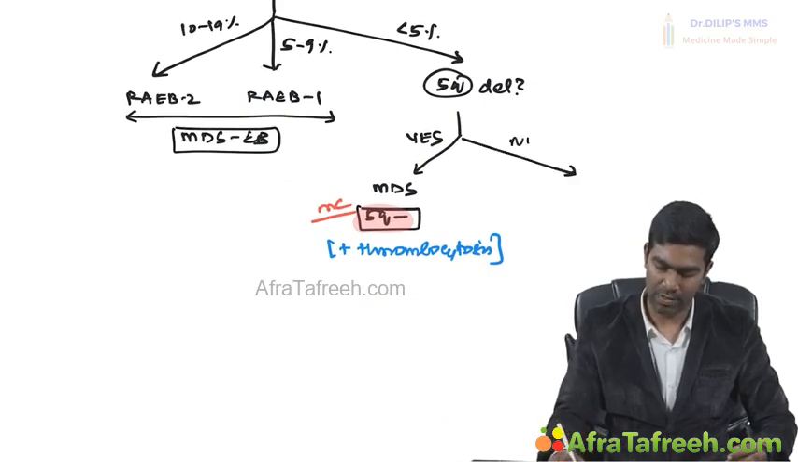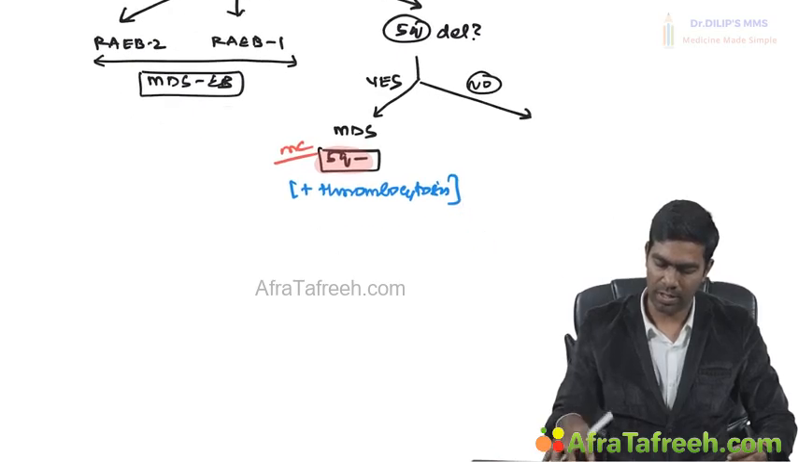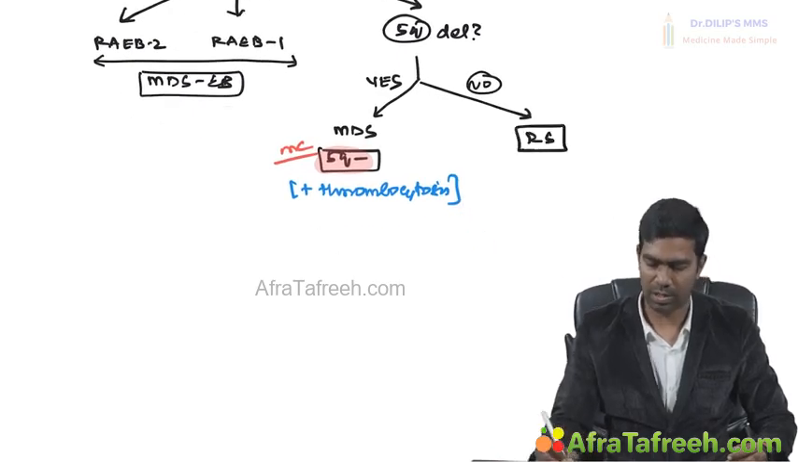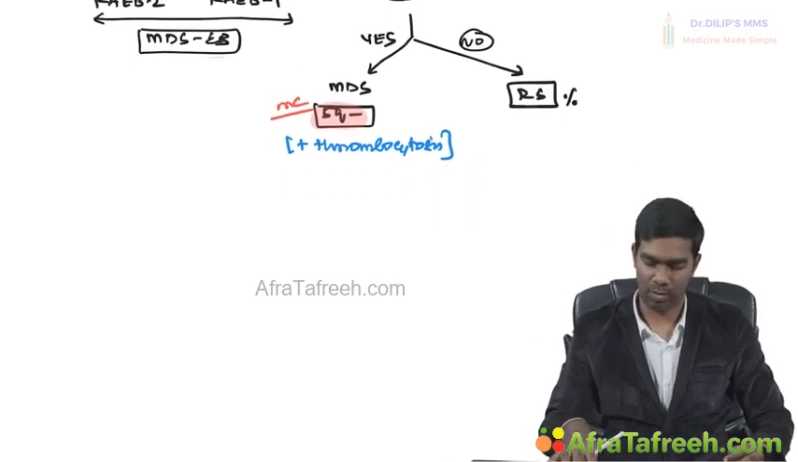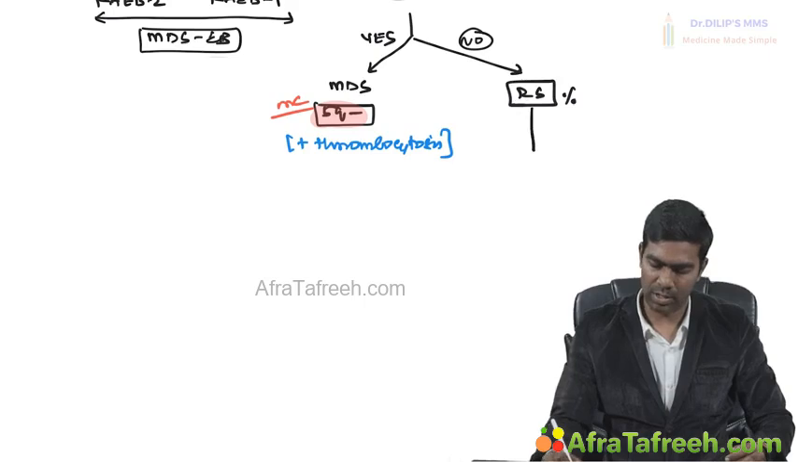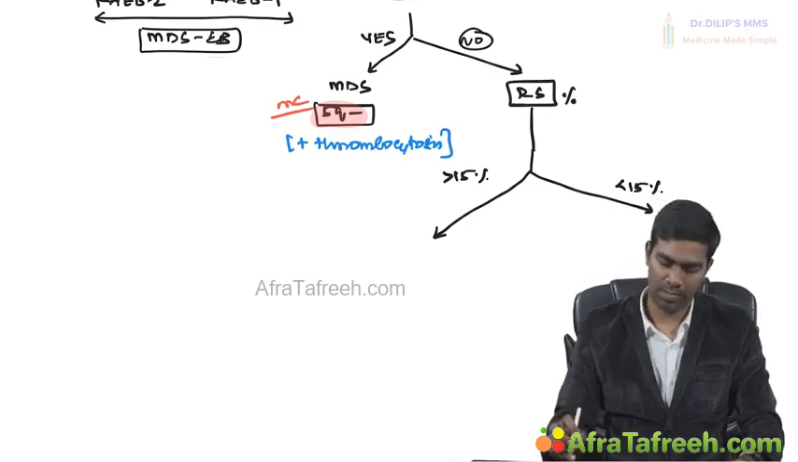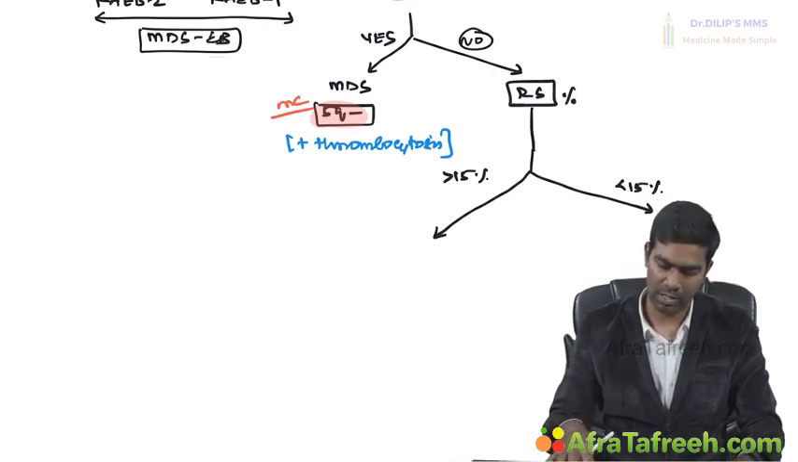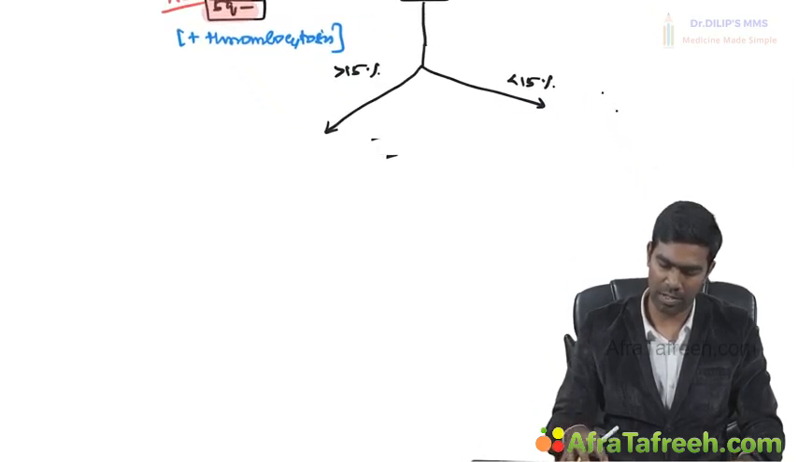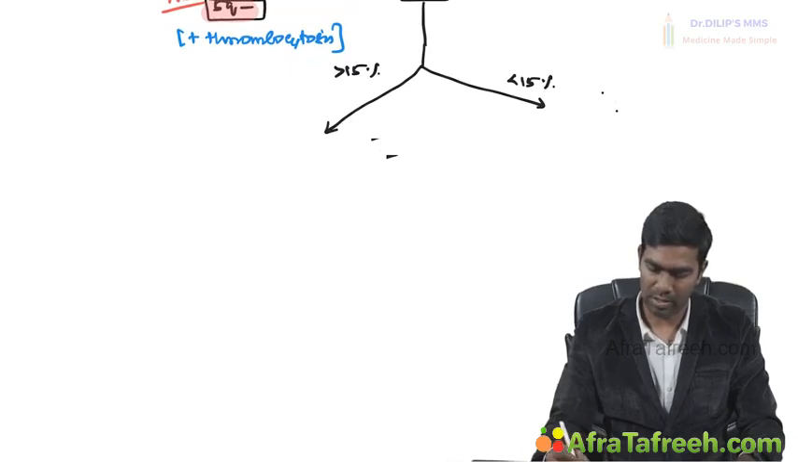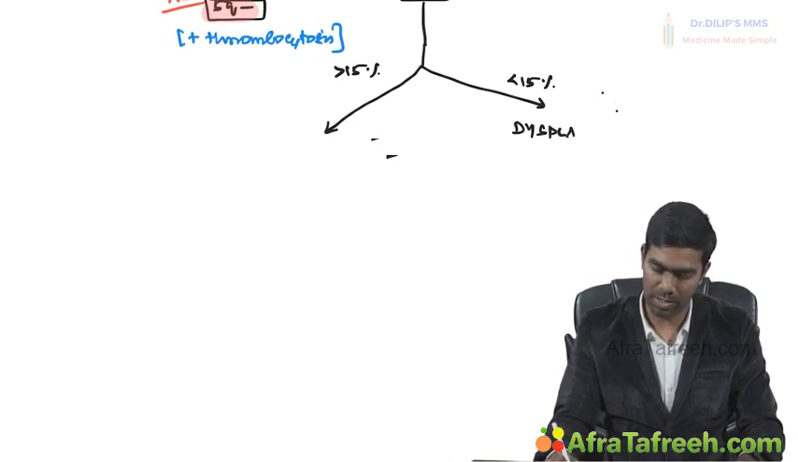In cytogenetics, if you are not seeing the 5q deletion, then see the percentage of the ring sideroblasts. The percentage of the ring sideroblasts may be more than 15%, or less than 15%. Clear? If the percentage of ring sideroblasts is less than 15%, now what is the amount of dysplasia? How many lineages are showing dysplasia? That's what you have to see.